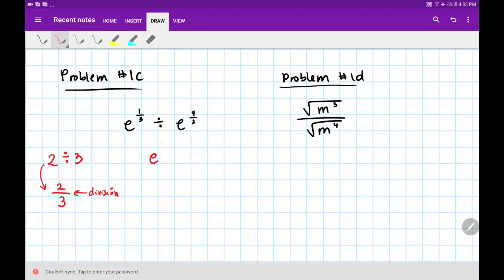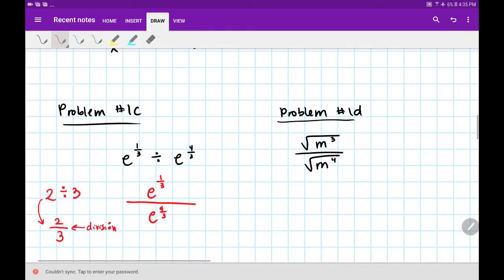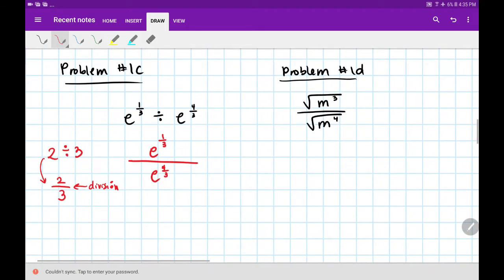So in the same way, I'm going to write e to the 1/3 over e to the 4/3. And now this looks just like example 4 from our little lesson right now. And so since I'm dividing, we will subtract our exponents. The way I like to do this is I always take the bigger exponent first minus the smaller, so that I don't have to deal with negative numbers. So I'm doing 4/3 minus 1/3.